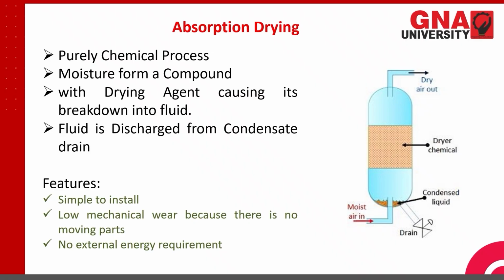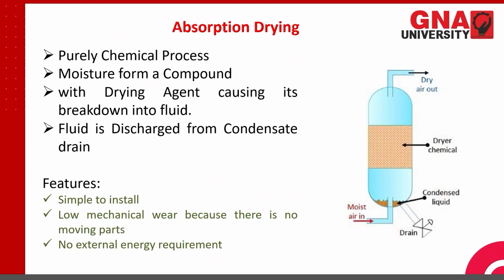The fluid is discharged from the concentrate drain. At the bottom we have a concentrate drain. You see, this is the drain which is able to remove the moisture from here. What happens is the moist air enters from this side, and it reacts with the dryer chemical present over there. It forms a compound in the form of fluid, and it settles down at the bottom and can be drained from this drain, and the dry air moves up and goes to the next fluid power system components.